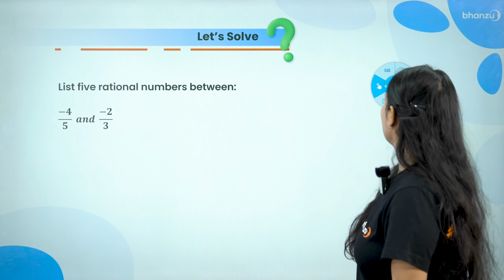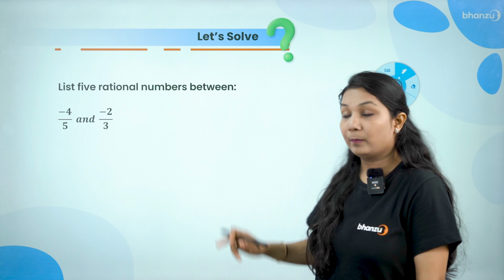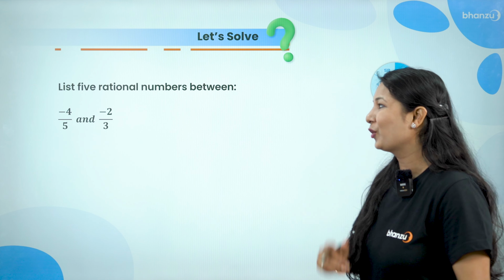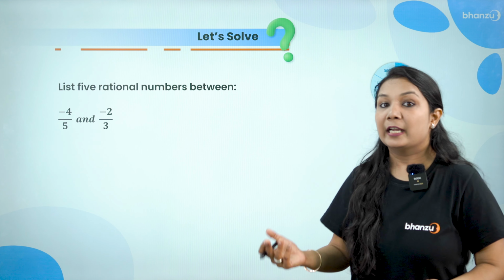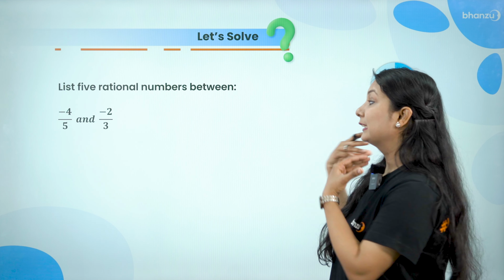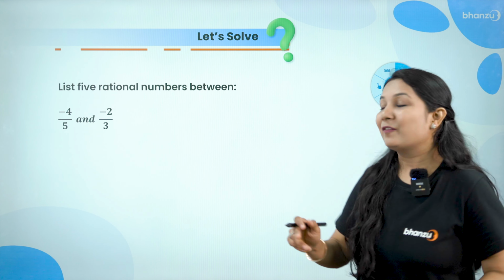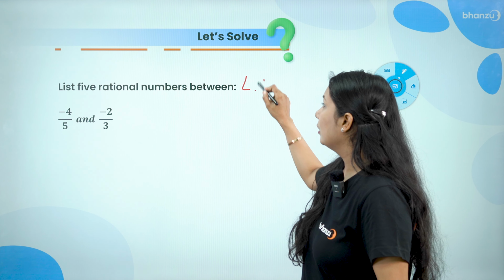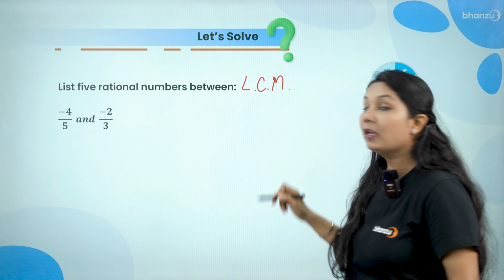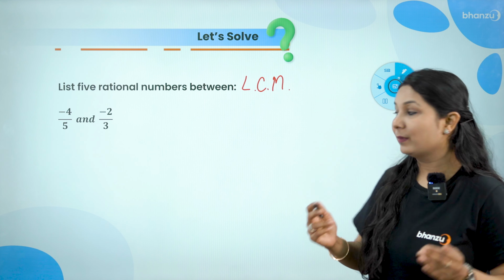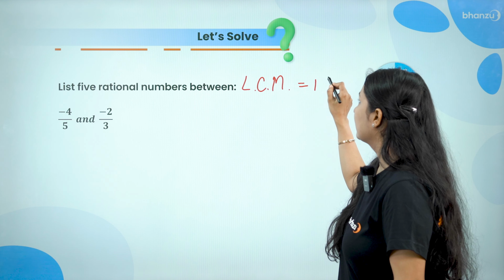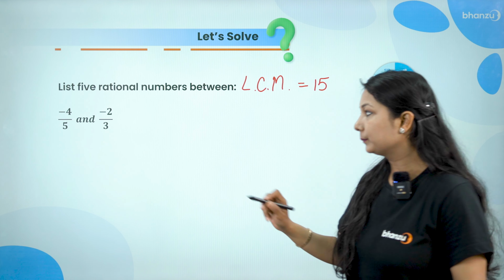List 5 rational numbers between the given rational numbers, which are minus 4 by 5 and minus 2 by 3. First of all, we can see that the denominators are not the same, so we should make the denominator the same. How? First of all, take the LCM. Why? Because both the denominators are prime numbers. So 5 into 3 is 15, right?